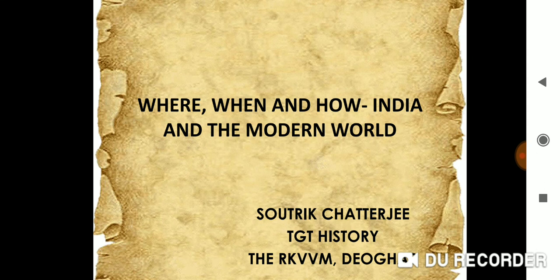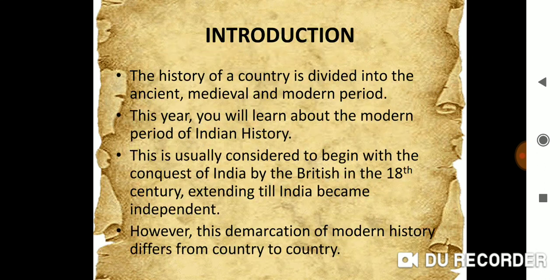Now I am going to start your first chapter of class 8. The name of the chapter is Where, When and How: India and the Modern World. At first, I will discuss the introduction.